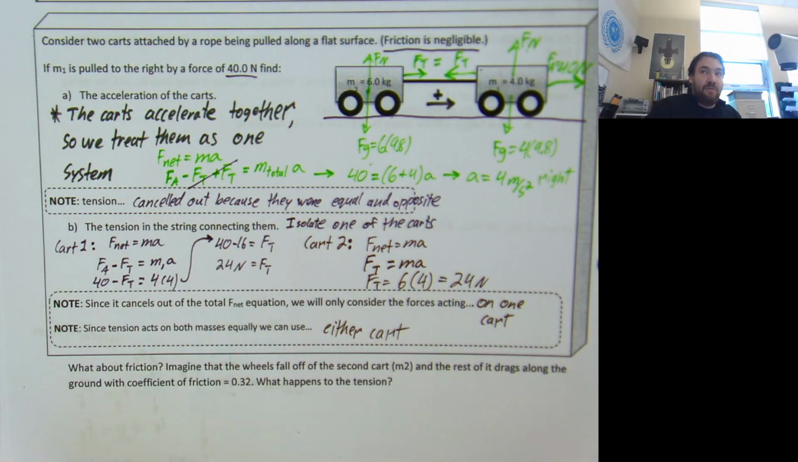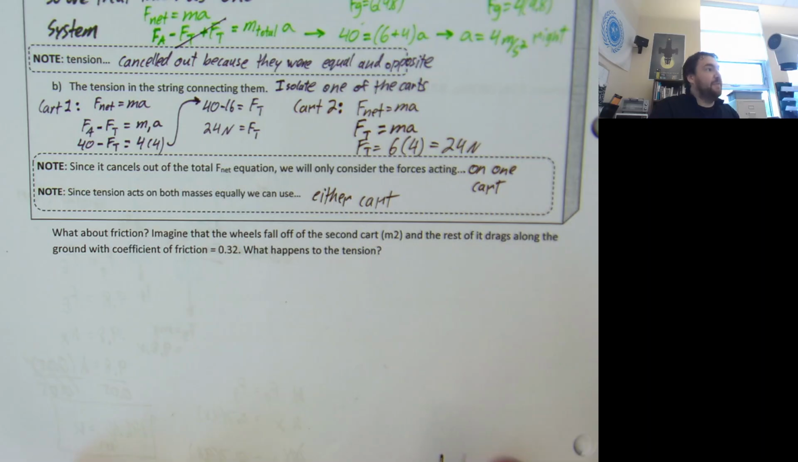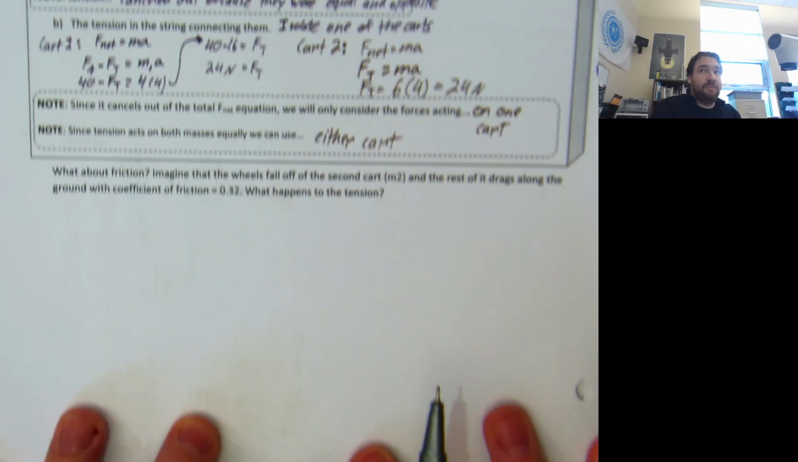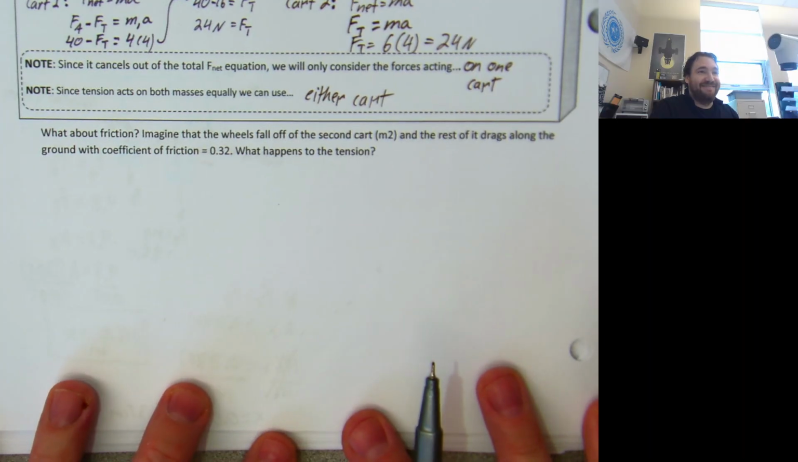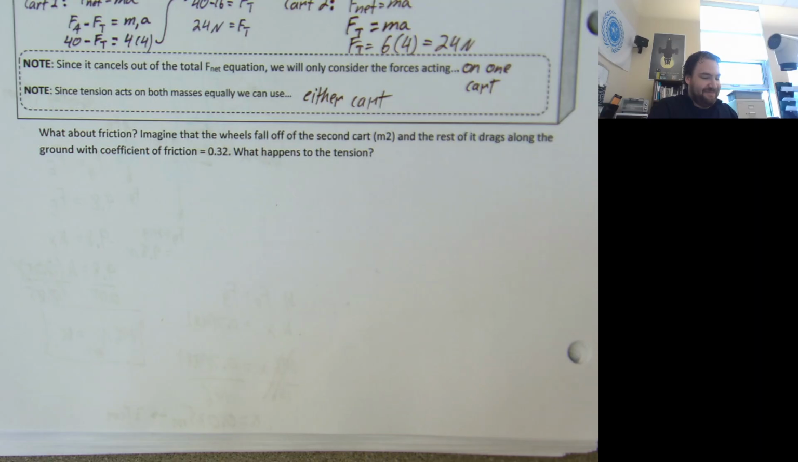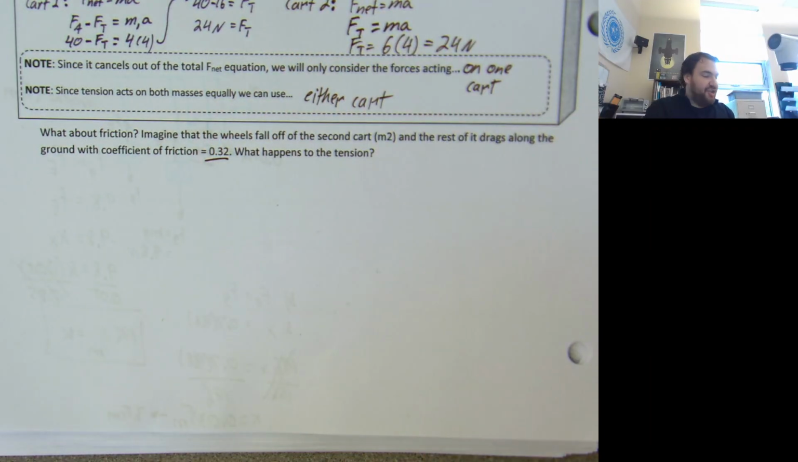I'll do one more example. What happens if we bring in tension? So, tension's been here the whole time. What happens if we bring in friction to this now? Presumably it'll be slower. How much slower? Here we go. Let's prove it. What about friction? Imagine the wheels fall off cart number 2 and it drags along the ground with a coefficient of friction of 0.32. What happens to the tension?